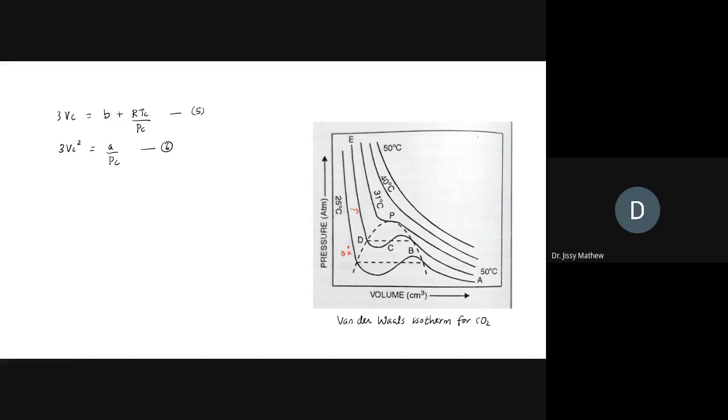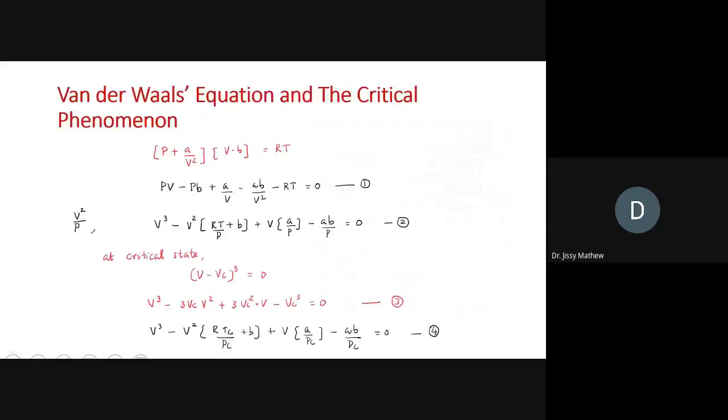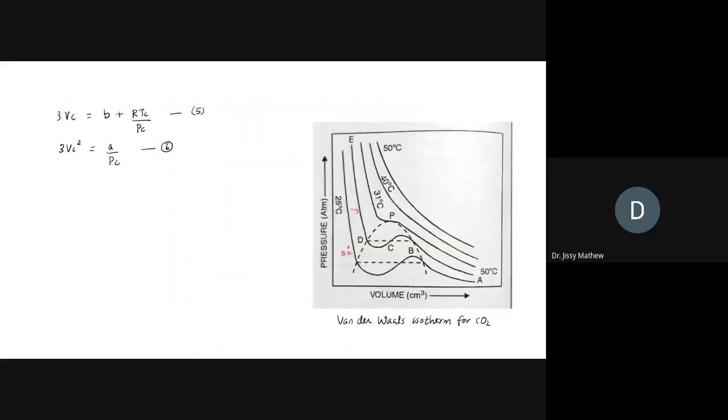Again, comparing the coefficients, equations 3 and 4 are cubic equations in V. Here the constant term gives ab/Pc equals Vc³. So we have Vc³ = ab/Pc. Let this be equation 7.